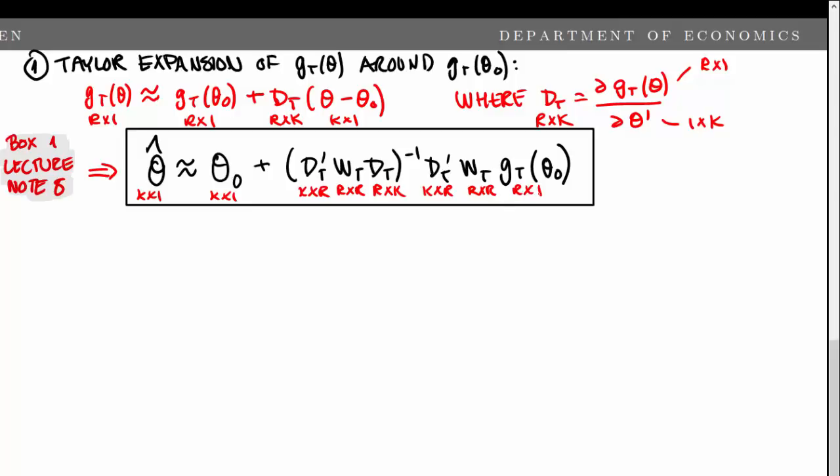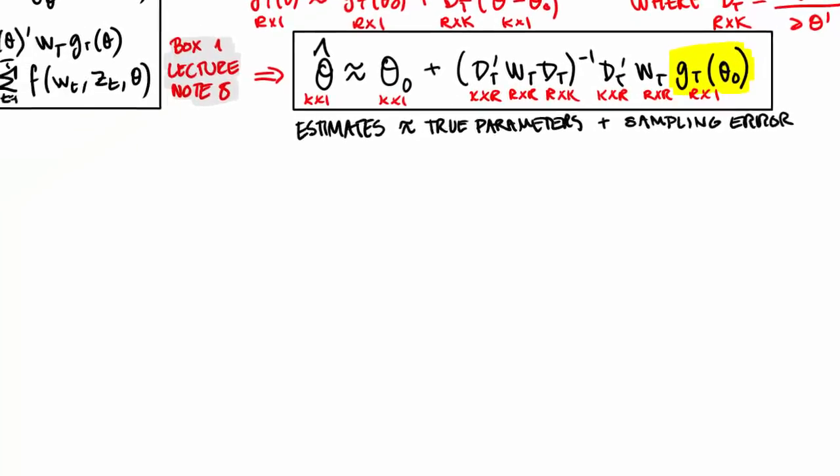So this defines a k by 1 vector, and note that we can think of this as defining the estimates approximately equal to the true parameters. So that's our theta 0 plus a sampling error. And the sampling error depends on this term here. That is the sample moments evaluated in true parameters.